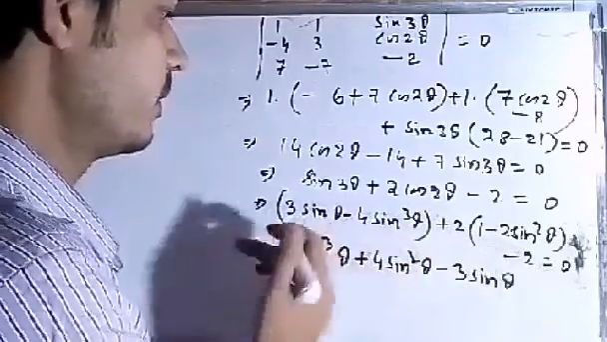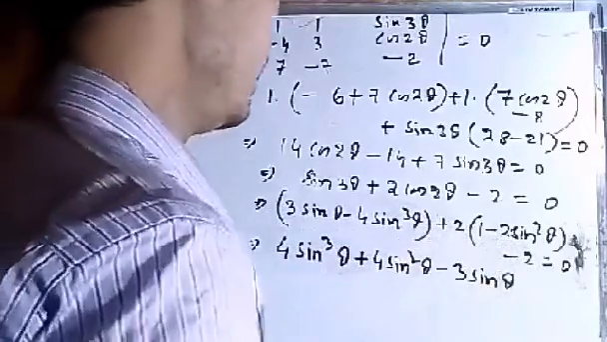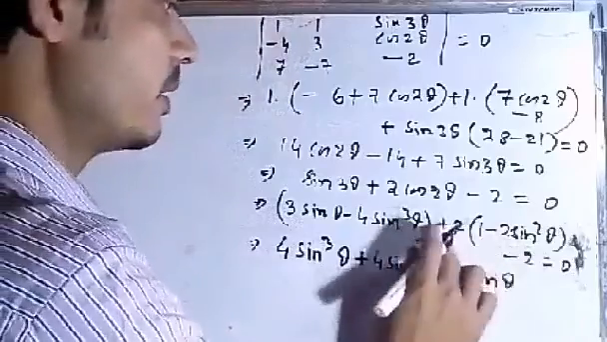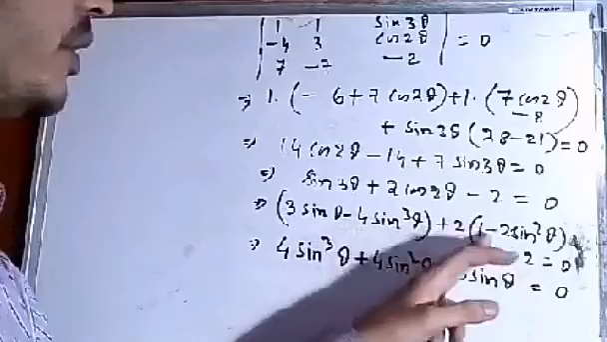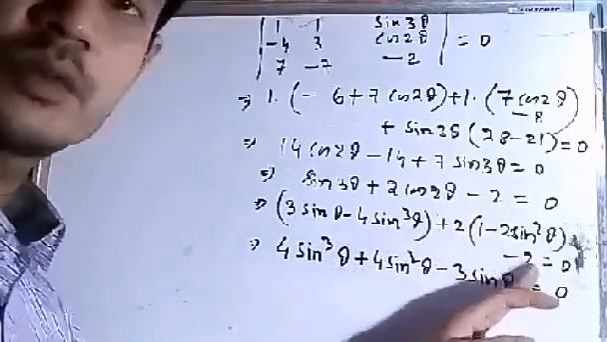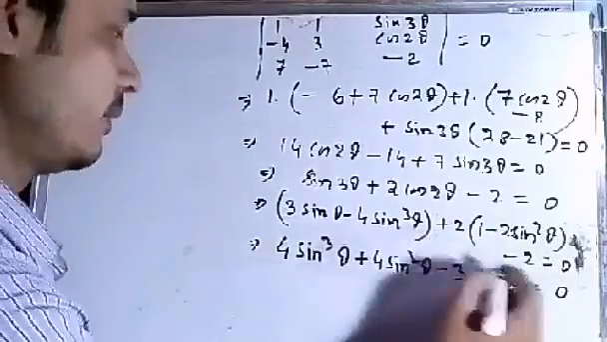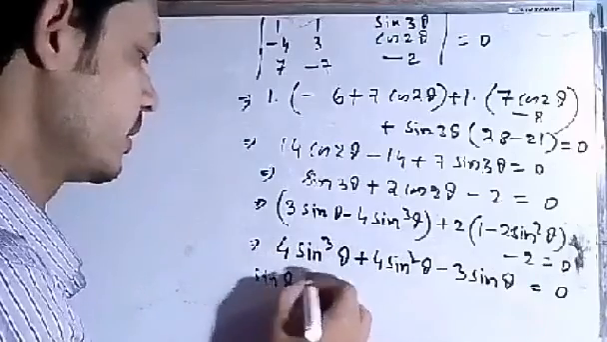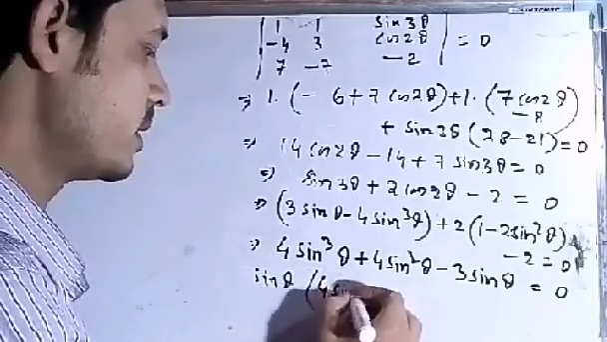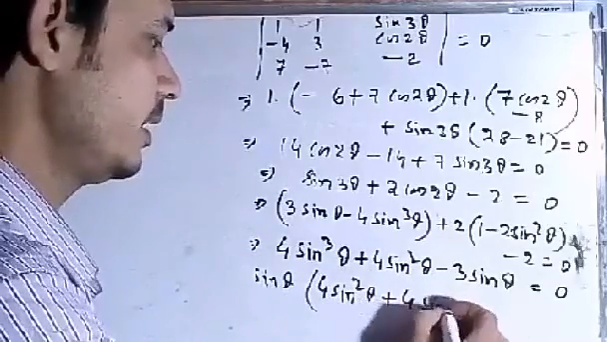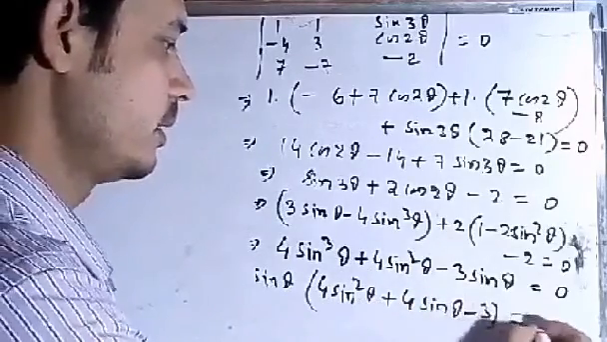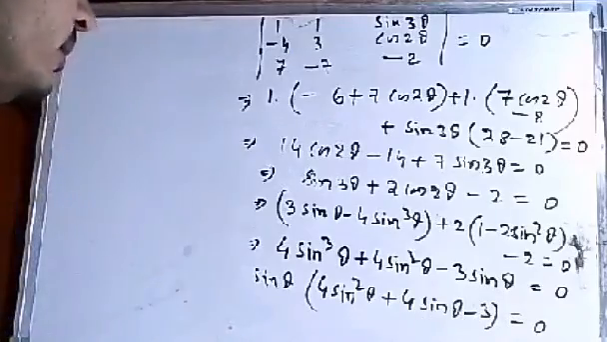And this minus 4, and we have here plus 2. Minus 2 gets cancelled out. This is not minus 4, this is 2 into 1, 2, and this plus 2 minus 2 gets cancelled out. Now from this we have sine theta common. So taking sine theta common, we have 4 sine square theta plus 4 sine theta minus 3 equals 0.